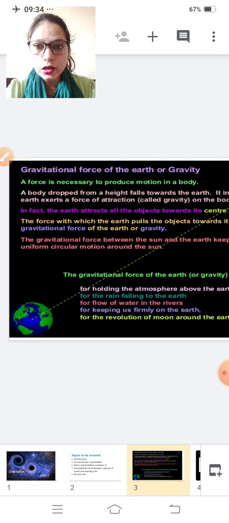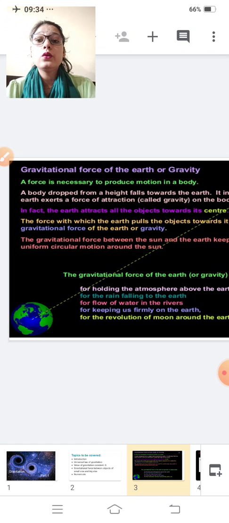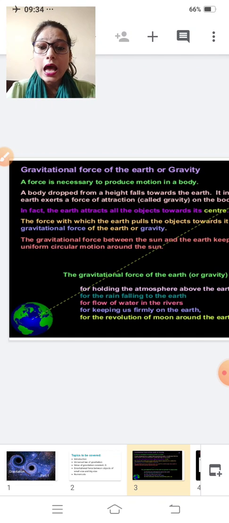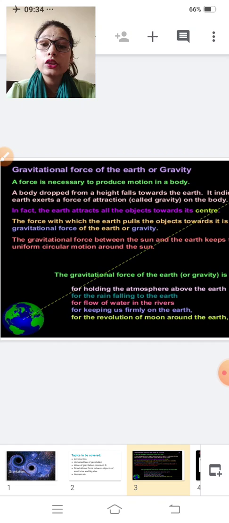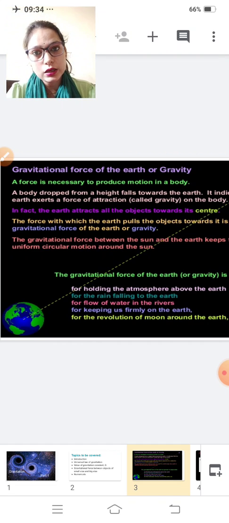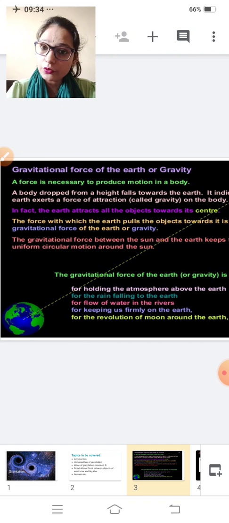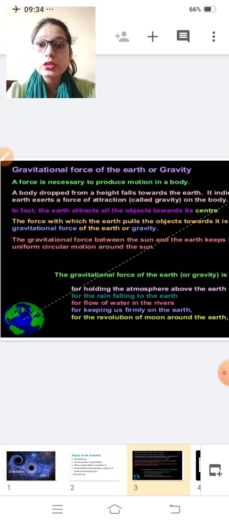We can walk on the surface because of the gravitational force. If gravitational force is not there, we can float in space. The gravitational force between the sun and the earth keeps the earth in uniform circular motion around the sun. Because of the gravitational force, the moon rotates around the earth. Because of the gravitational force, all the planets revolve in a circular path. Is this clear to you?